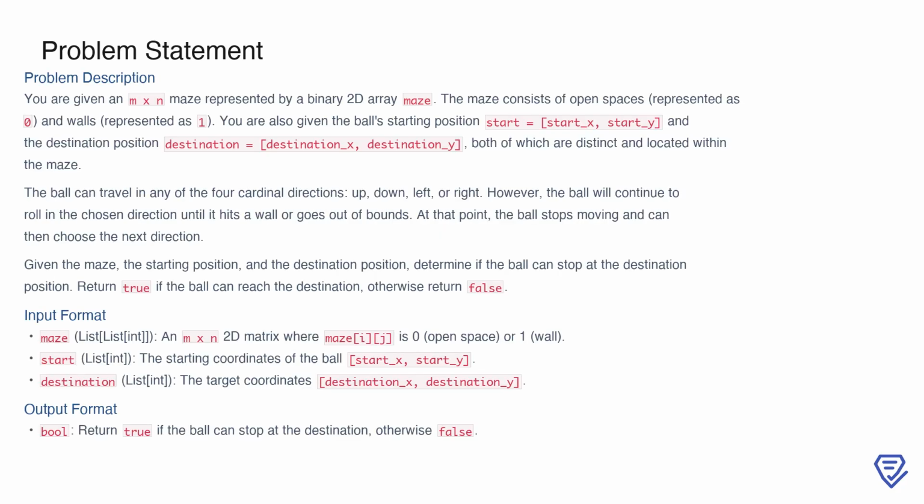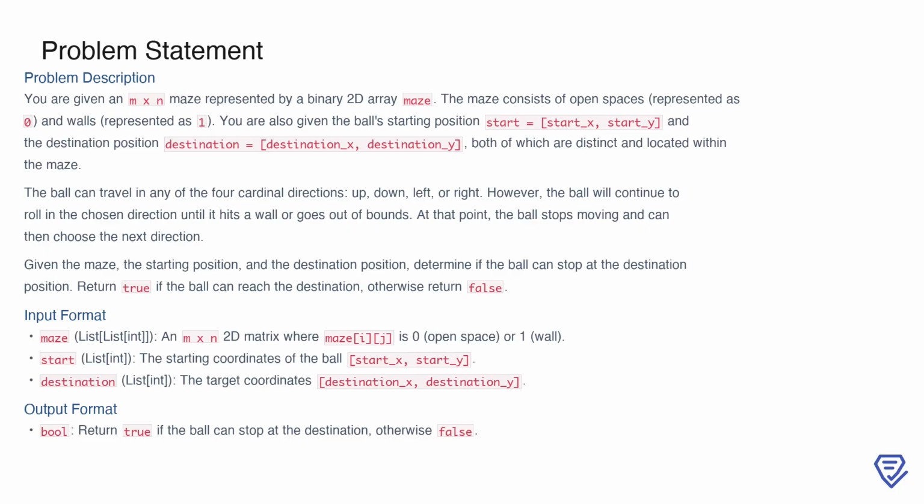In this problem, we are working with a maze represented by a two-dimensional binary grid. The cells in the grid can either be open spaces, denoted as 0, or walls, denoted as 1. You are given the starting position of a ball, represented by the coordinates start_x, start_y, and a destination position, destination_x, destination_y. Both the starting point and the destination point are guaranteed to be open spaces within the maze.